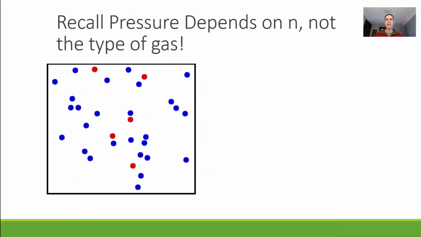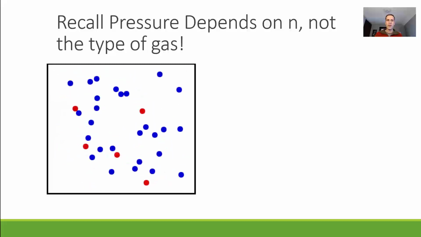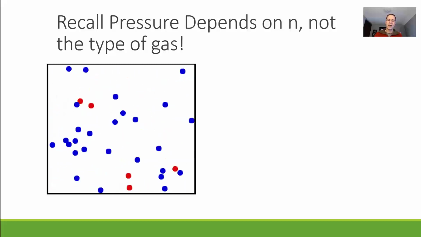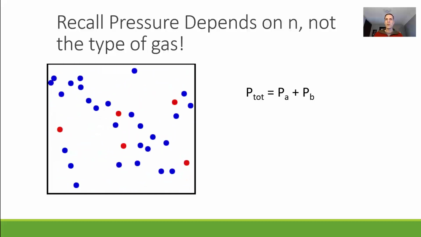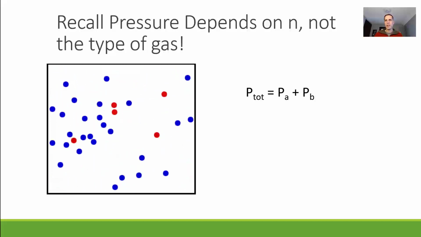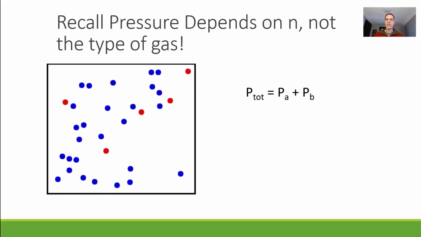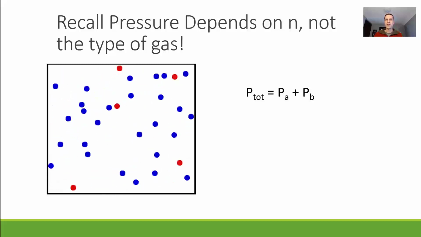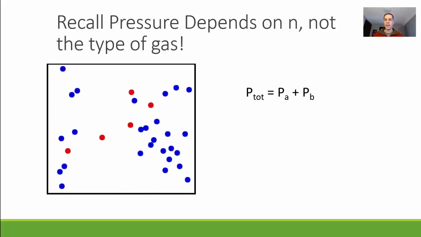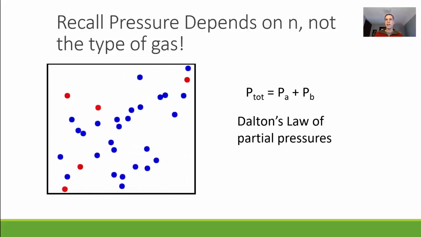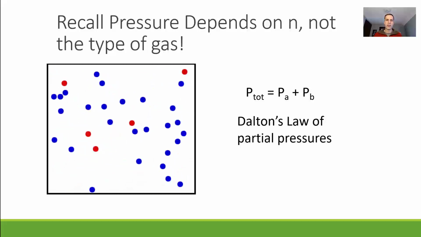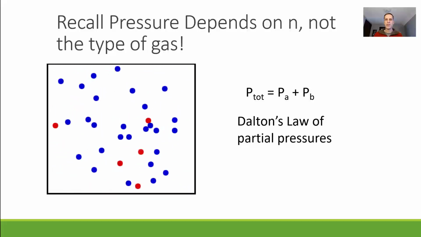And this gets at the idea of partial pressure. Because remember, the pressure depends on the number of moles, not the types of gas. And so what that means is that our total pressure is just going to be the sum of those two individual pressures. The fact that they're different doesn't really make any difference, because the total number of moles is the thing that's important here. And this idea is known as Dalton's law of partial pressures. You might see that appear somewhere.